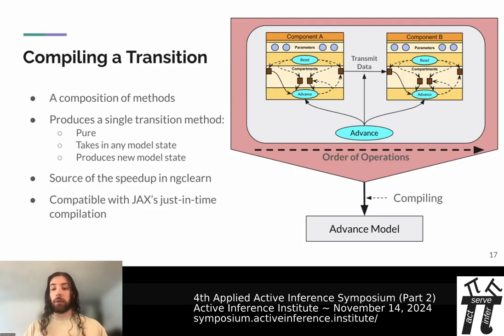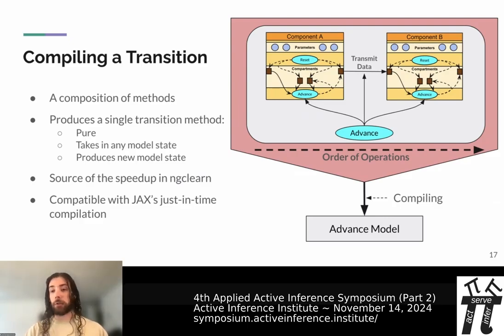And so these produce pure methods. And if we think back to what I talked about with JAX at the beginning, that means that we can pass these compiled methods into JAX's just-in-time compilation. What this gives us is that it allows us to call advance or reset or any transition function that's defined across all of our components effectively at once in one operation. Here we have it as advance the model.